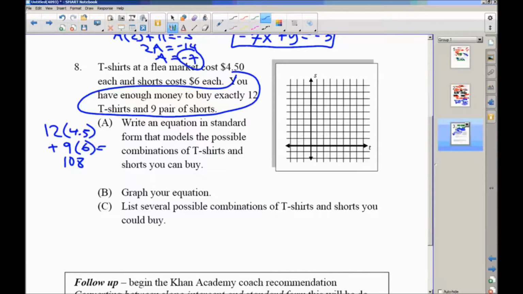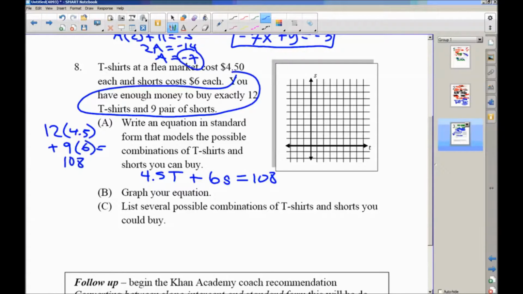All right, so our equation for this is going to be, what's the cost of the t-shirts? 4.50 times how many t-shirts I want to buy, plus the cost of the shorts, which is $6, times how many shorts I want to buy. That's supposed to be an S. And then equals 108.